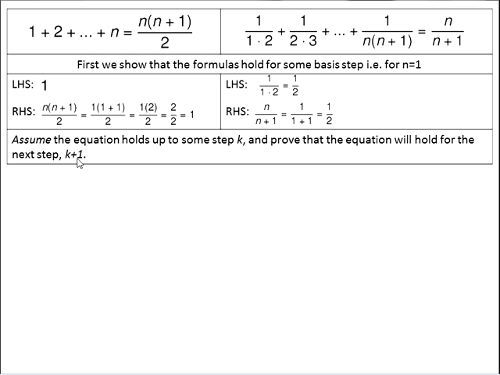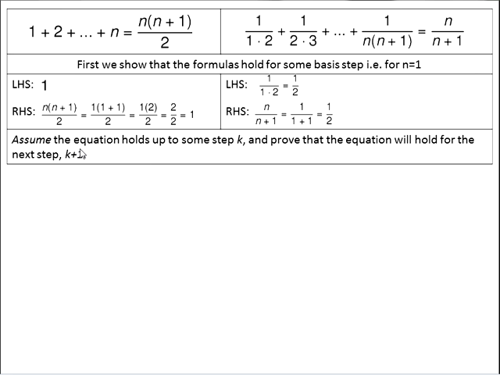See, if I can show that you can always go from one step to the next, then that means I can go from 2 to 3. And once I know that 3 is true, I can go from 3 to 4. And once I know that 4 is true, I can go from 4 to 5. See, this ends up like a domino effect. It proves that these equations will hold true for any number.